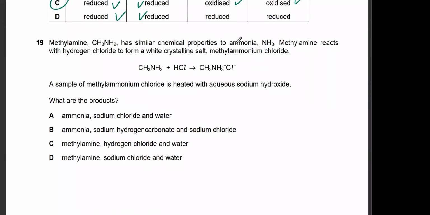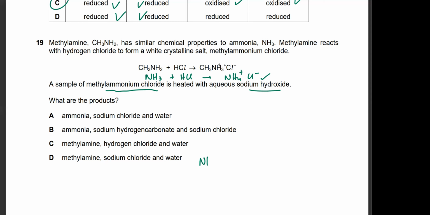You've got methylamine, and it has similar chemical properties to ammonia. Methylamine reacts with hydrogen chloride to form a white crystalline salt. When he says methylamine has similar chemical properties to ammonia, he's basically talking about ammonia. So think of this as ammonia: NH3 reacting with HCl and forming NH4Cl. Then a sample of methylamine is heated with sodium hydroxide, methylammonium chloride, meaning NH4Cl.